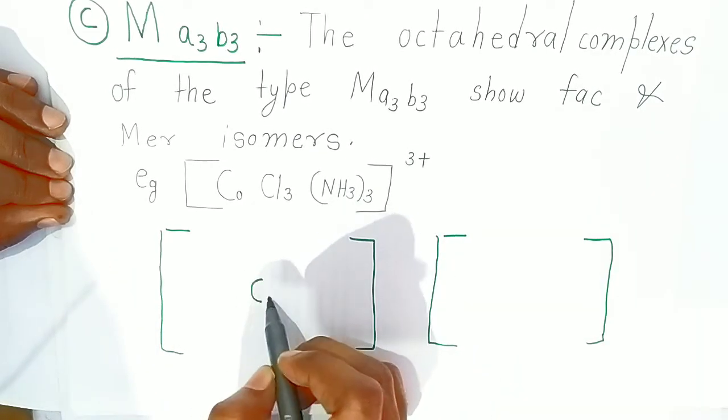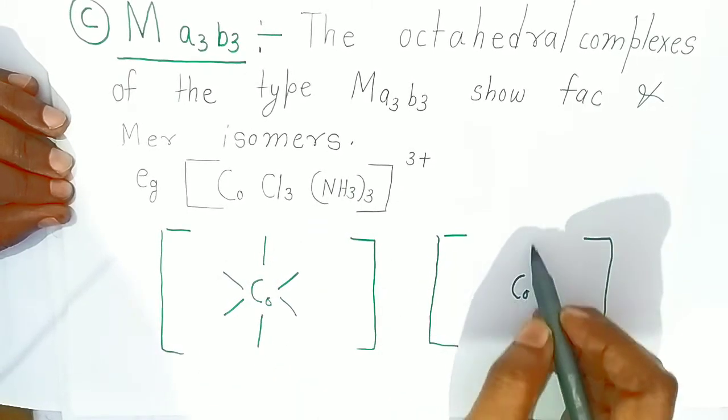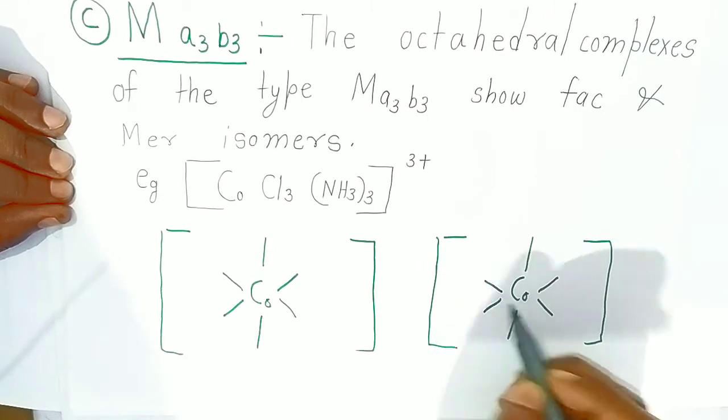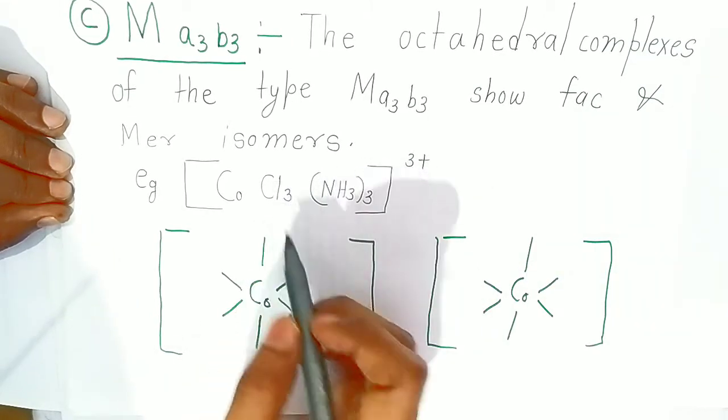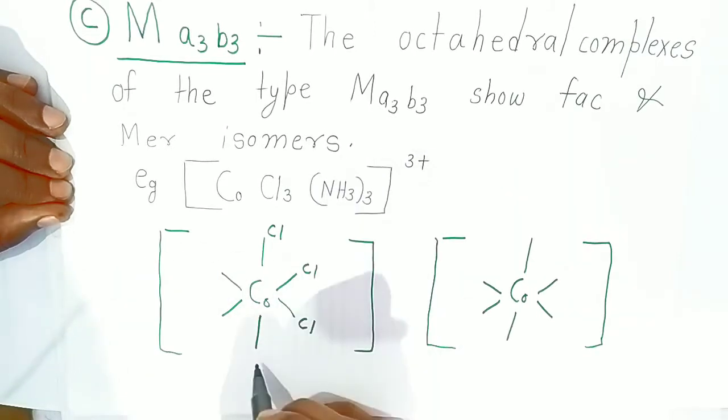Cobalt will be at the center. This is top. They are donated by, this is the donation. Now students, we are writing 3 chloride. 3 chloride you have to write continuous like this, and 3 ammonia you have to write like this.